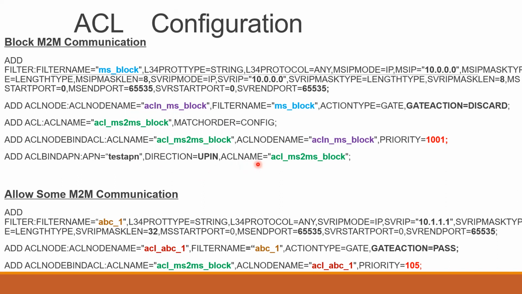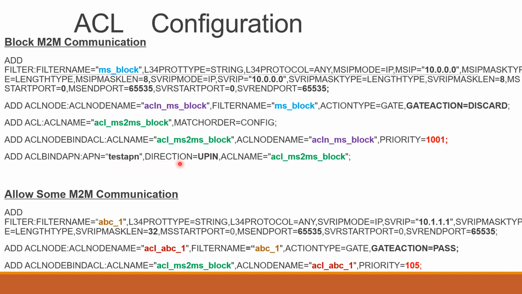Because like user profile group, only the ACL can bind to your APN. Your ACL node name cannot bind to your APN. So you create multiple ACL node names that can have multiple filters assigned to them, multiple actions assigned to them, and then you can map that into a single ACL name. And then this single ACL name is required to be bound to the APN. If you do not bind it to the APN, your ACL names are not going to work.